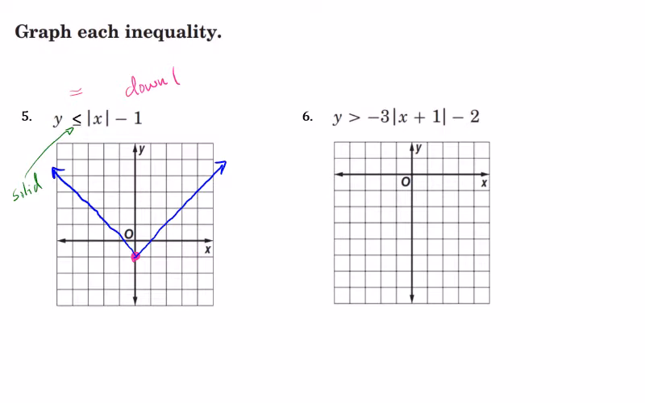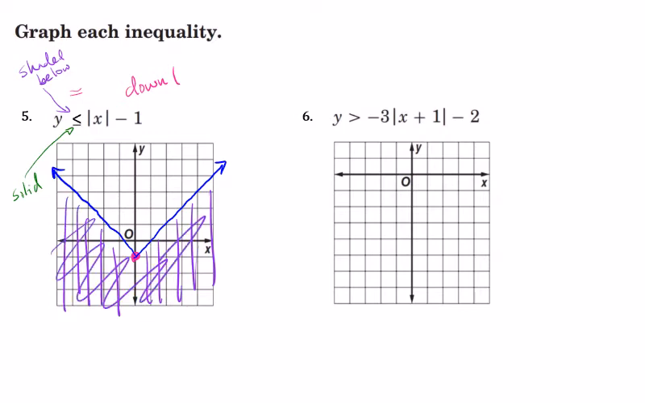And then the shading, since it's less than, it's going to be shaded below. Okay, so it'll be all these points underneath the V, right? All right, so that's how it'll look.